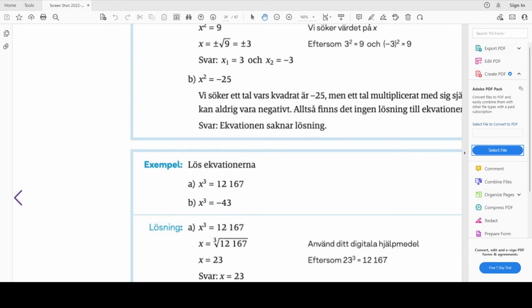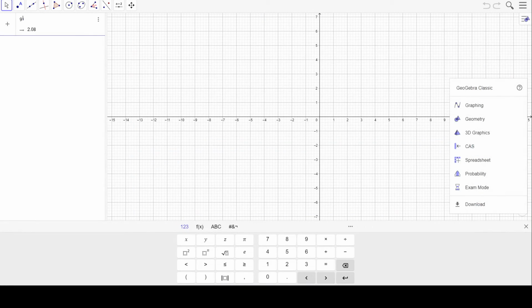So how many solutions are there? 1. It doesn't matter if this is positive or negative. And you also have the same answer, one single answer. What is the final answer? The answer will be positive from part A. From part B, the answer will be negative. And then if you want to use GeoGebra to calculate this, let me just do that and let us see how it goes.